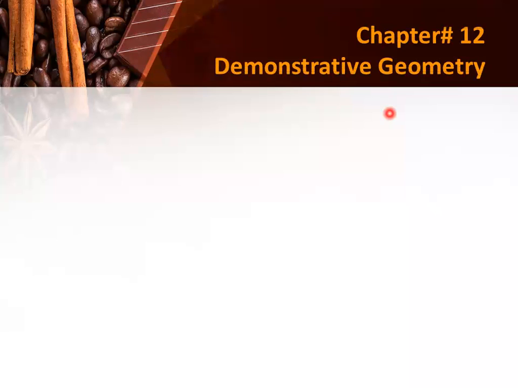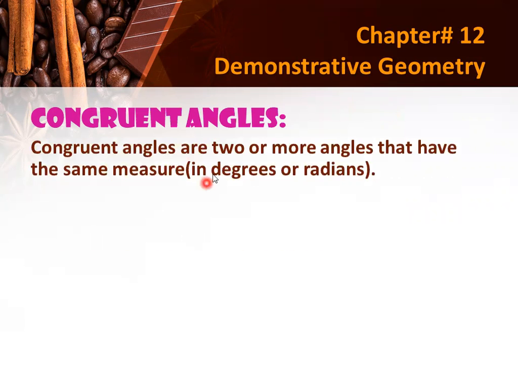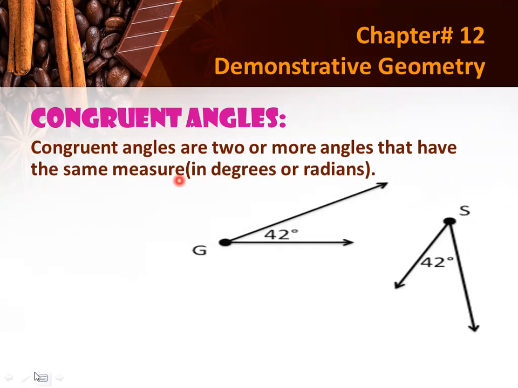Before starting theorem number 1, let's quickly review the definitions that are important regarding theorem number 1. First of all, you should know what congruent angles are. Congruent angles are two or more angles that have the same measure.